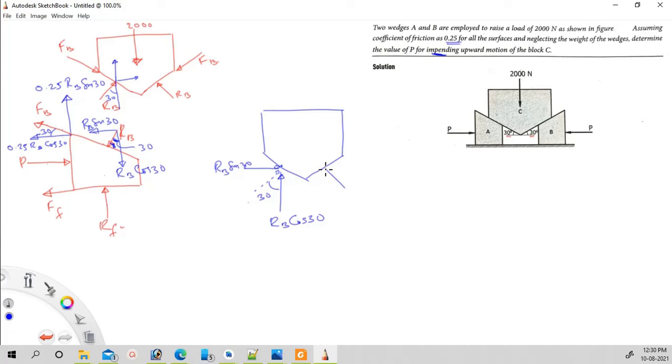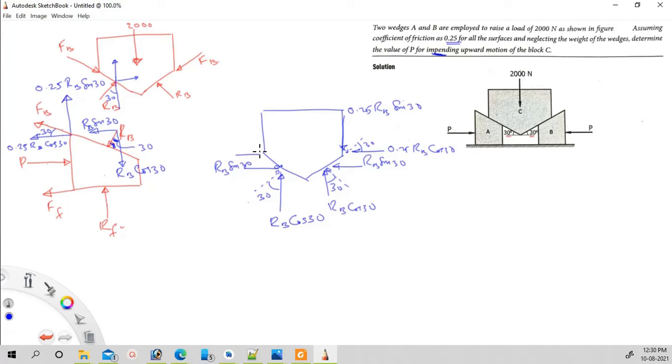Similarly here also, this is the force RB and its components will be like this. This is 30 degree. So this will be RB cos 30 and this is RB sin 30. Then the frictional resistances will be in this direction, towards this one. Therefore, these will be the components. This angle will be 30 degree. This will be 0.25 RB cos 30 and this will be 0.25 RB sin 30.